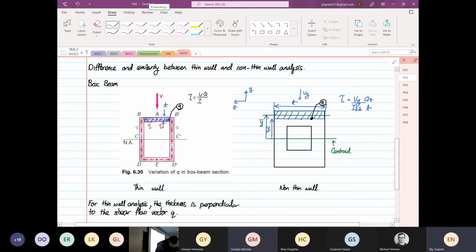Now over here, you have to divide by what? 2. Why 2? Because you have 2 Qs. One Q here and the other Q here. You have 2 Q. And then you consider the thickness. Okay, so that is the difference between thick wall and thin wall analysis. For thick wall analysis, you do not necessarily construct the shear flow, right? For thin wall, you have to construct the what? The shear flow.